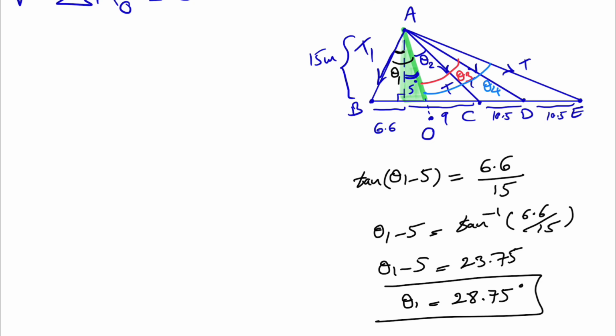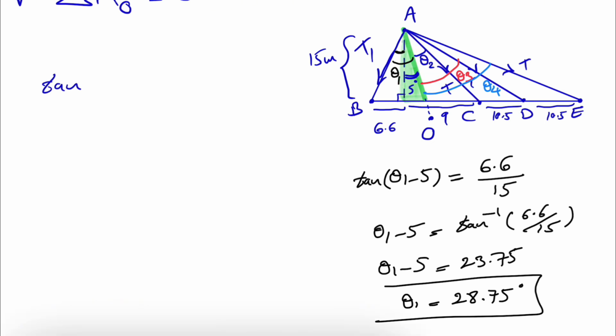Let's go with theta 2. I showed theta 2 with blue. The triangle that we have to consider in this one, I'm going to highlight in red, would be this right triangle. We can see that the opposite is 9 and the adjacent is 15.